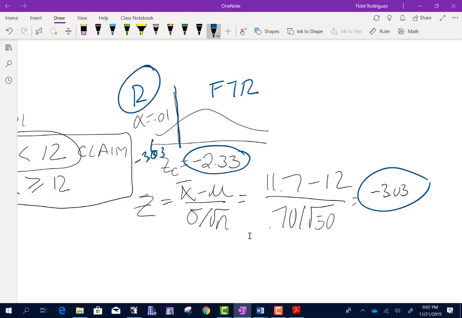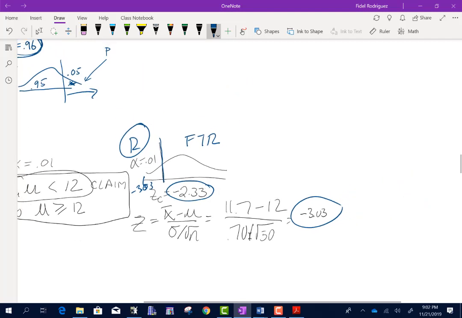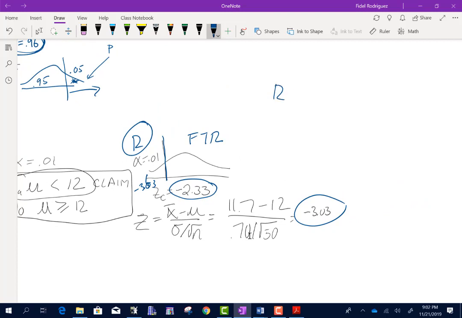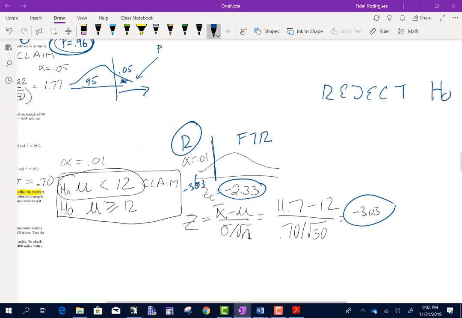Okay, so what are we going to do? Are we going to reject the claim? We're going to reject the null, right? So we're going to reject the H0. And then guys, I'm going to just come back over here. What was our claim? The claim was the HA, right?